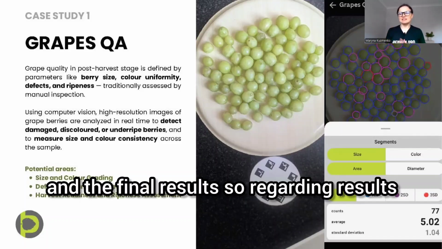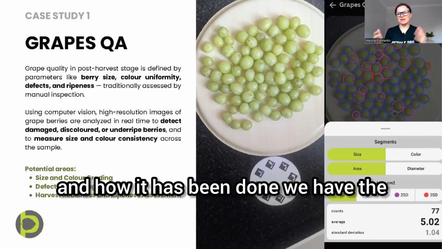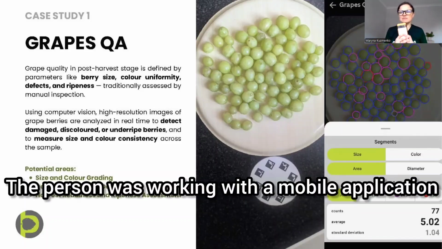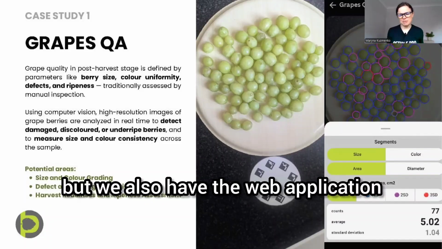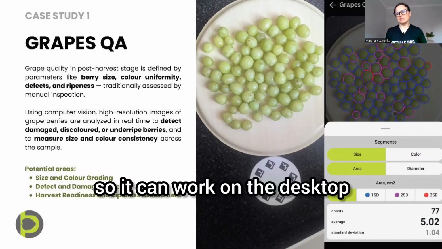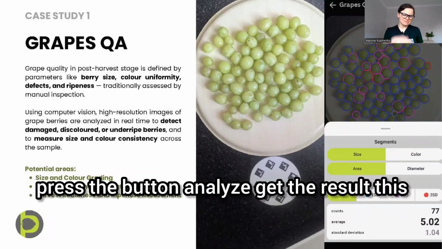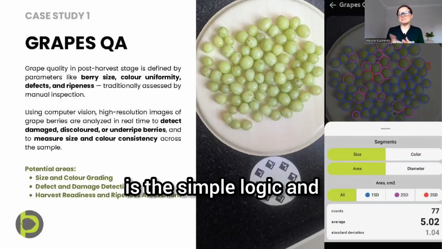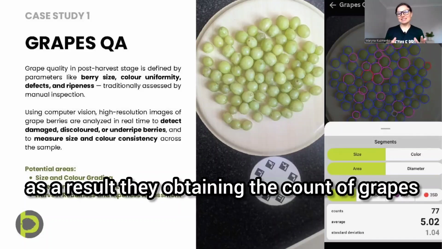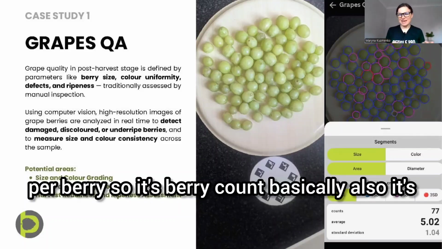Regarding results and how it has been done, the person was working with a mobile application, but we also have a web application, so it can work on the desktop. Upload the photo, press the button, analyze, get the result. This is the simple logic. And as a result, they obtain the count of grapes, so it's berry count basically.